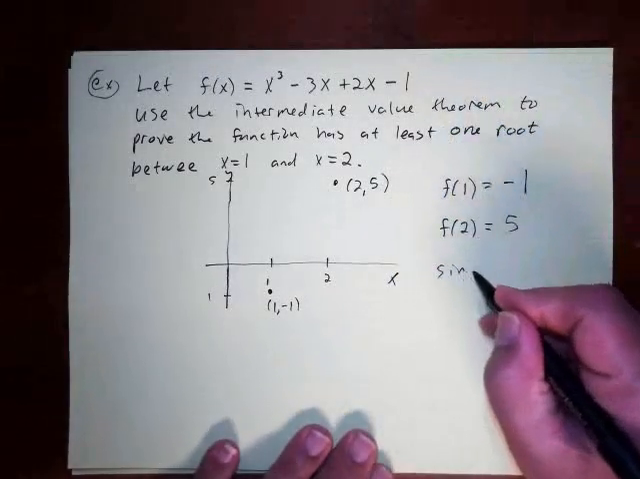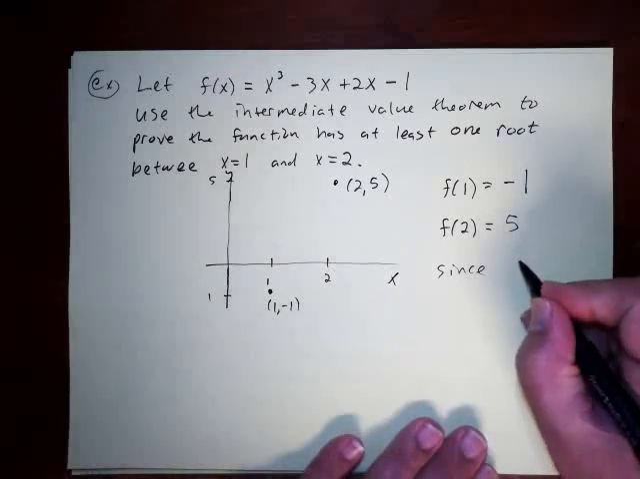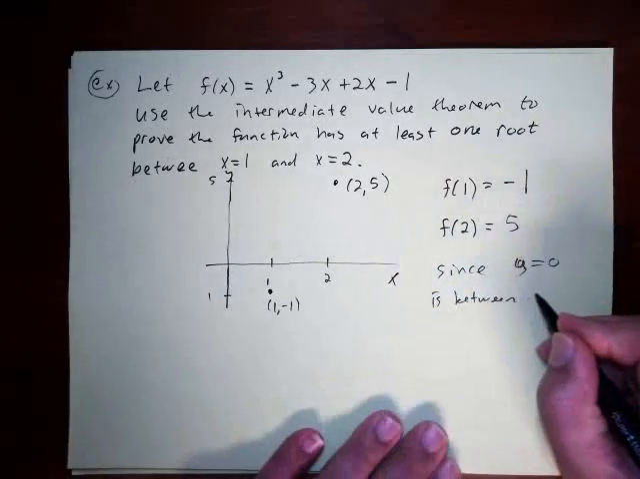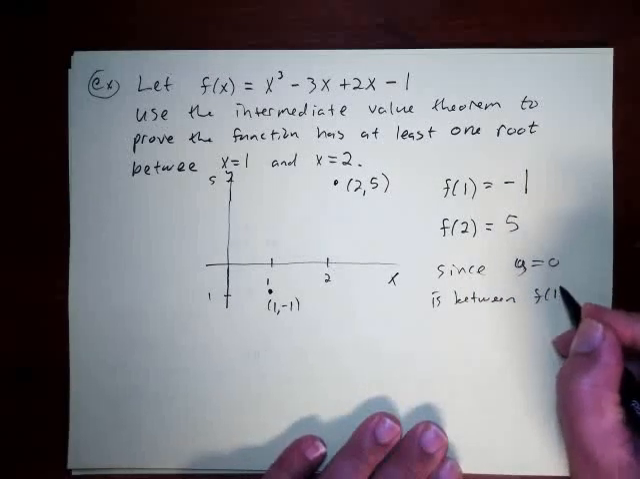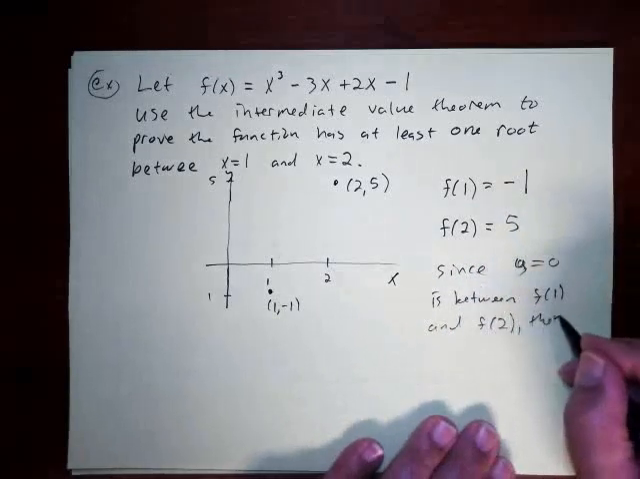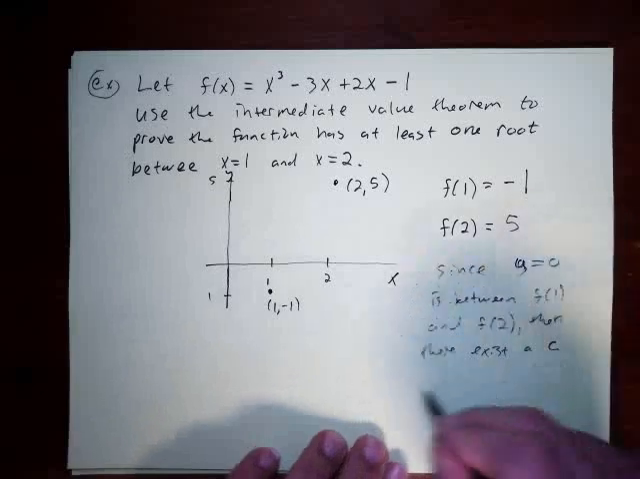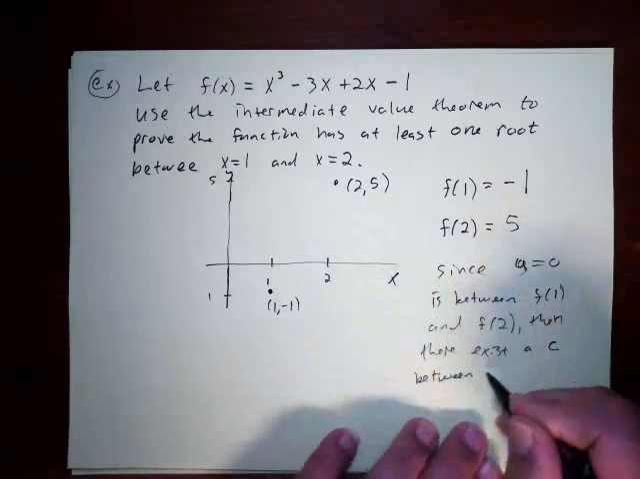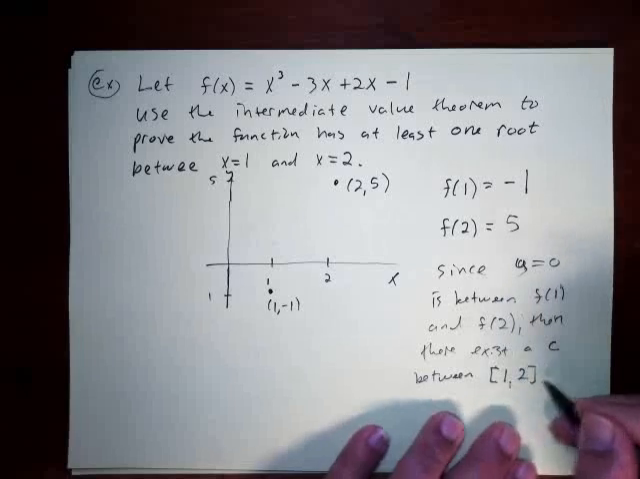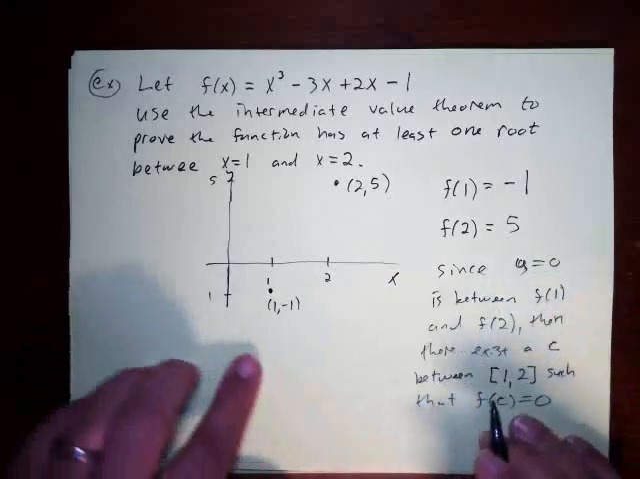And you could write it like this: since y equals 0 is between f of 1 and f of 2, then there exists a c between 1 and 2, or on this interval 1 to 2, such that f of c is equal to 0. And that's going to be a root.